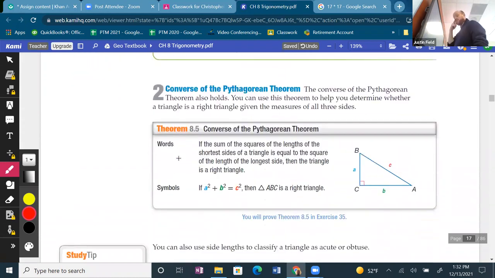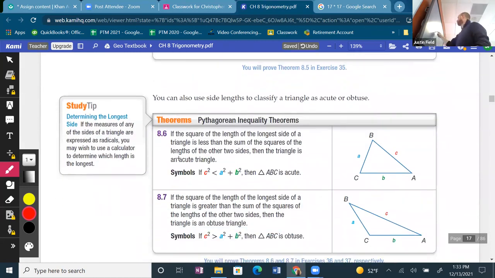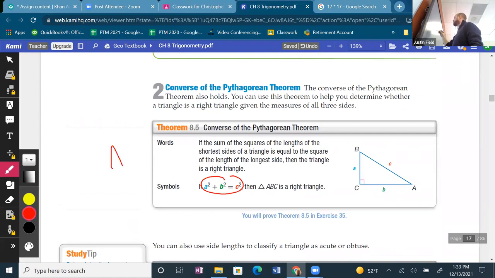All right, now the converse of the Pythagorean theorem. The Pythagorean theorem said that if A, B, and C are sides of a right triangle, then a squared plus b squared equals c squared. Well, the converse says if A, B, and C are sides of a triangle and a squared plus b squared equals c squared, then that triangle is a right triangle. All right. And that, I would ask a carpenter.